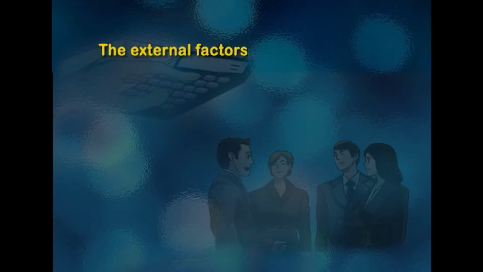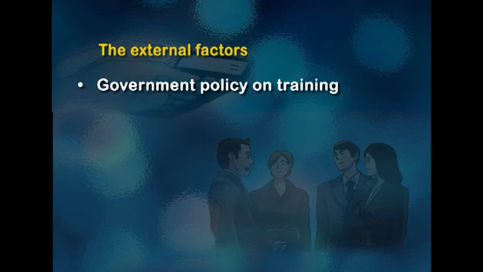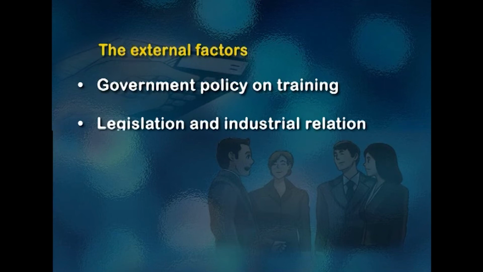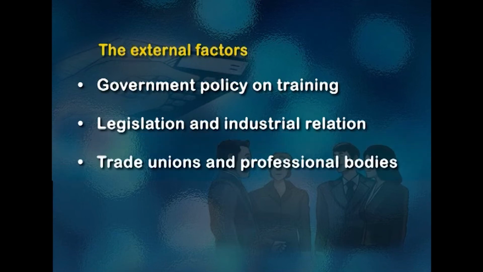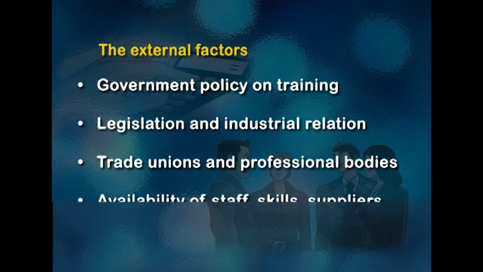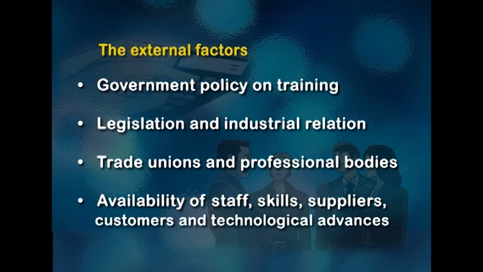These are external factors. The external factors include government policies on training, legislations and industrial relations, trade unions and professional bodies. Besides these, other important factors are availability of staff, skills, suppliers, customers and technological advancements. Then internal factors which would affect the design of training programs are resources, combination of training and production and service, and the level of success expected.